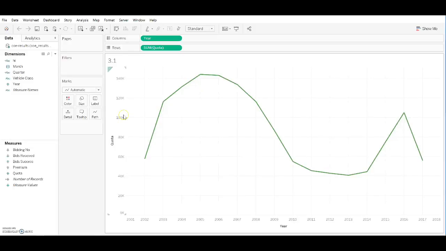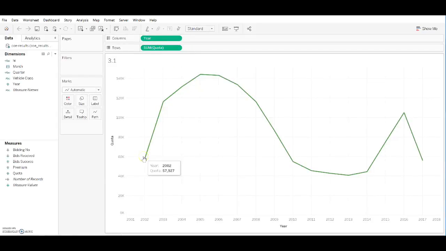Starting off with 3.1, let me explain how we get the graph here as shown below. Our business question is to study and visualize the overall COE quota trend from year 2002 to year 2017. Thereby, we use our year as a column and sum of quota in rows.